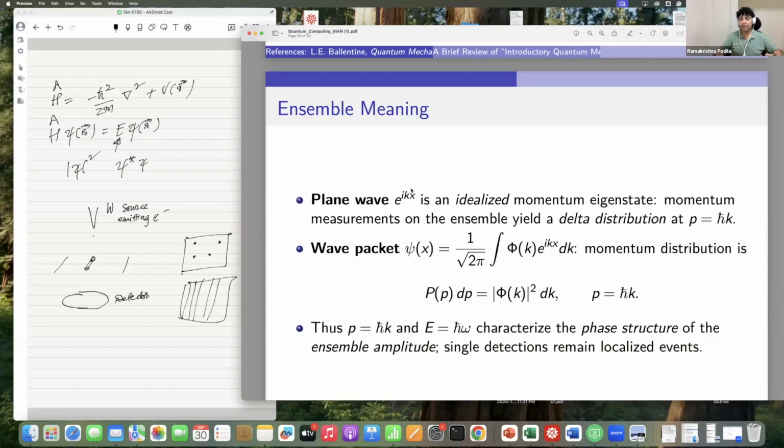We have seen this yesterday, that over time they become fringe patterns. But initially, they look like dots on the screen. So whatever theory we develop, like we discussed yesterday, we need to include both the localized hits as well as the ensemble patterns that emerge.